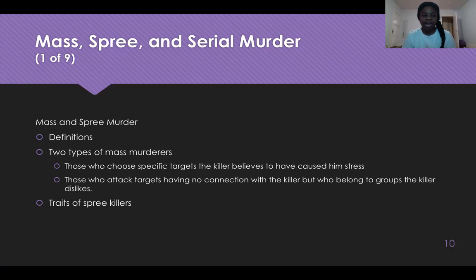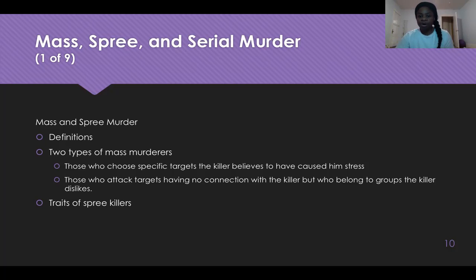Mass murderers are divided into two types. Those two types are those who choose specific targets the killer believes to have caused him or her stress, and those who attack targets having no connection with the killer, but who belong to groups the killer dislikes. Again, there are two types of mass murderers.